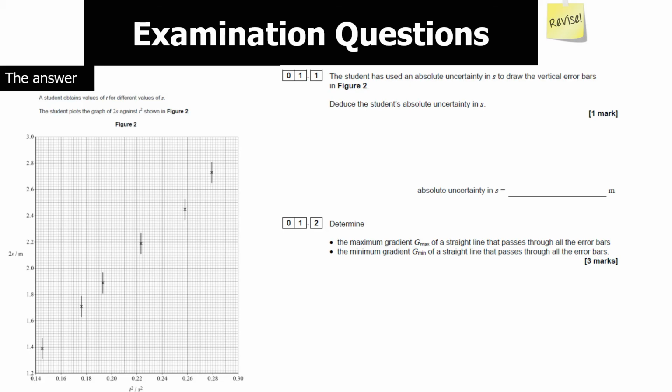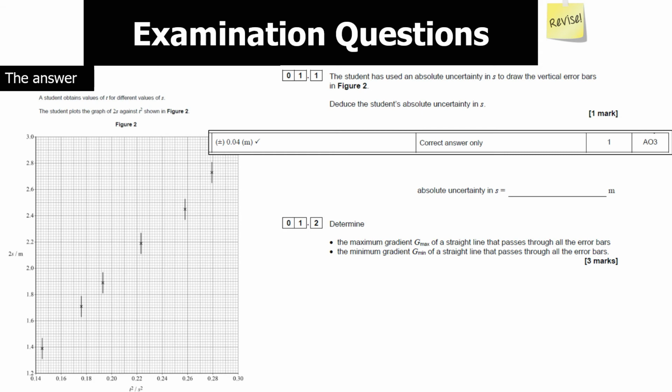Right, so how do you answer this first question? Well, you can work out your absolute uncertainty by just understanding that the absolute uncertainty is the range of the error bars divided by 2, because it's a visual representation of the range. So therefore you look on your graph and you can see that the difference is 0.08 meters, so divide that by 2, it's 0.04 meters.